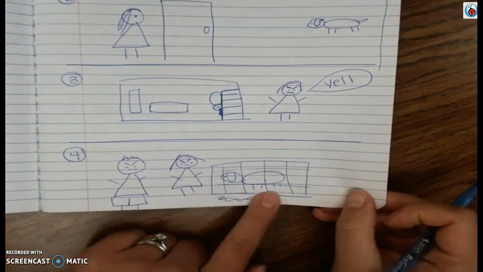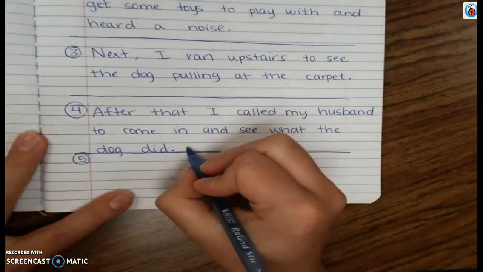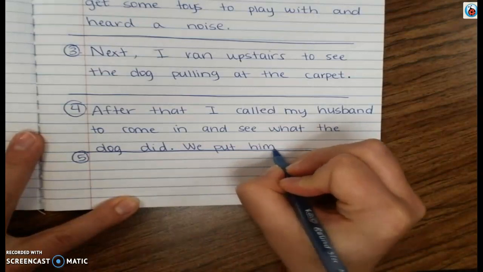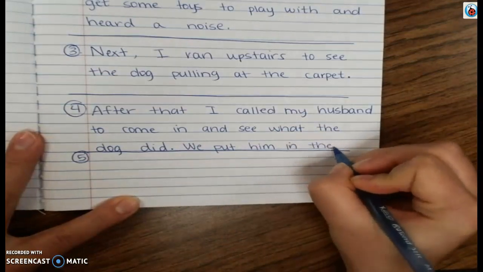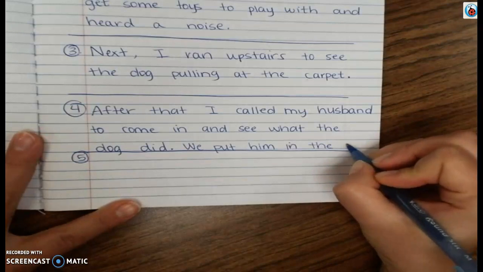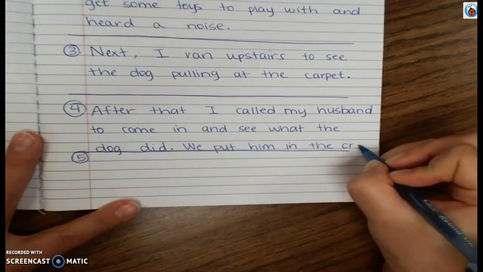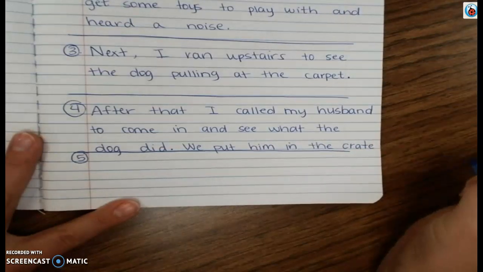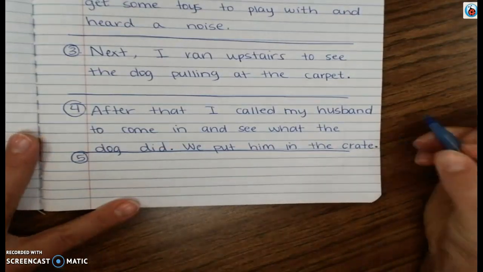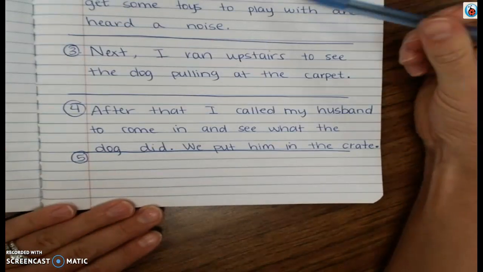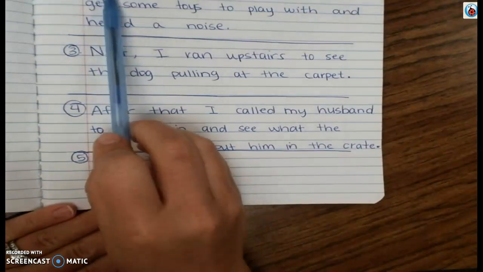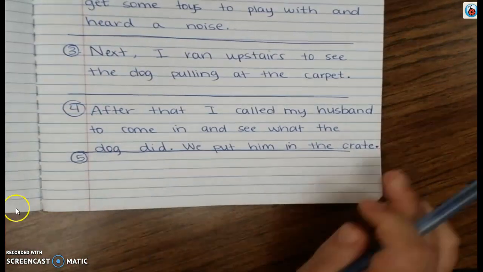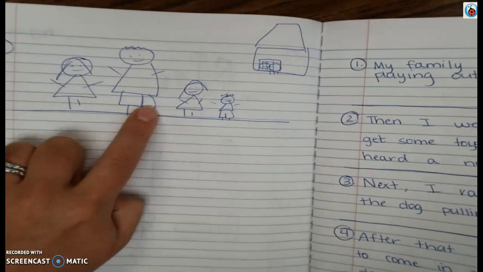Okay. Oh, in the crate, right? So we put him in the crate. We put him in the crate. Crate. And I know there's a sneaky E on the end of crate. In his crate. Period. Make sure you put those periods at the end of your sentences like I have. Capital letter. So then, next, after. What is going to happen at the very end of my story?